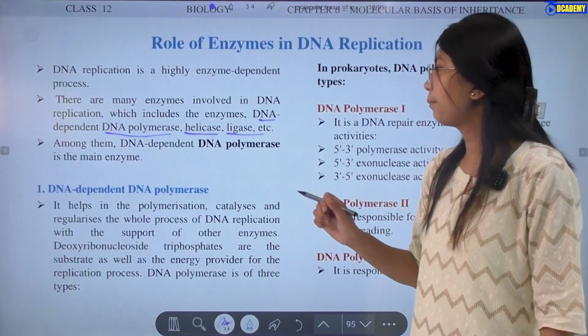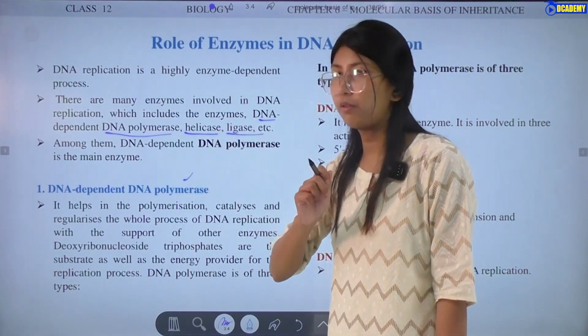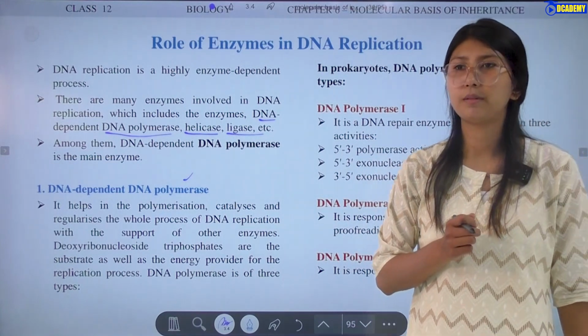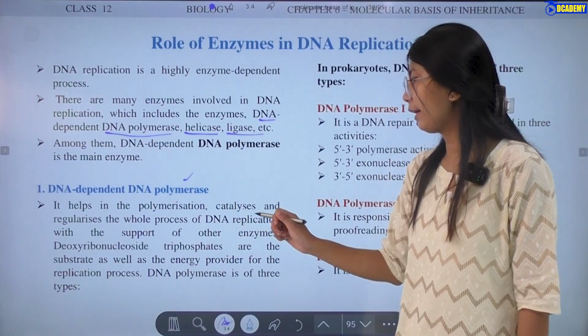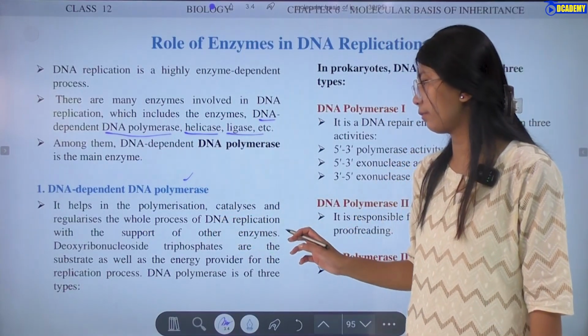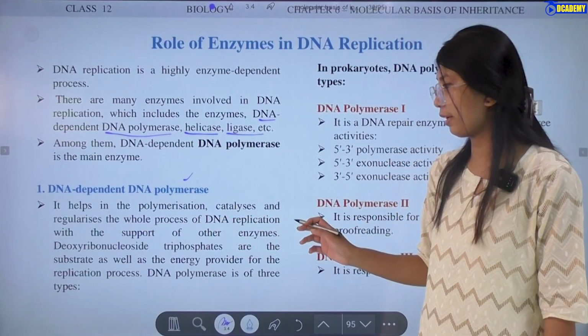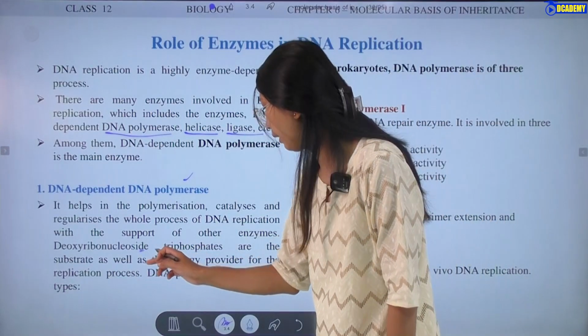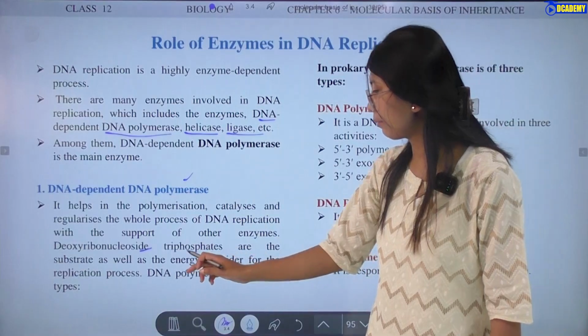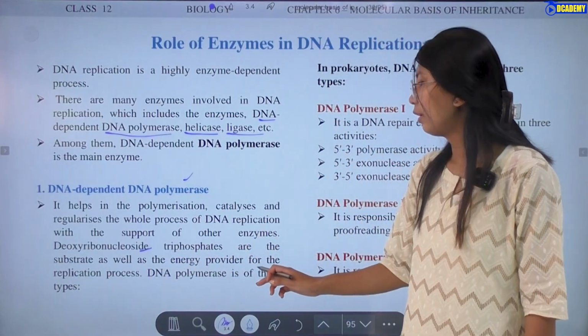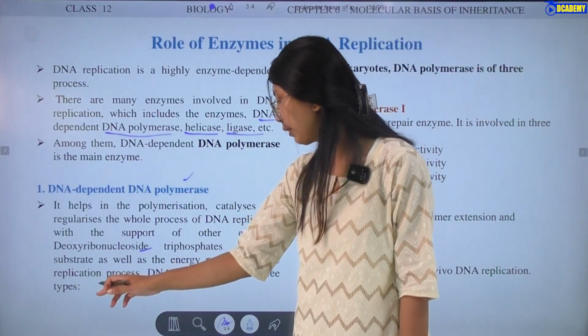DNA dependent DNA polymerase is an important enzyme. It helps in the polymerization, catalyzes and regulates the whole process of DNA replication with the support of some other enzymes. Deoxyribonucleoside triphosphates are a substrate as well as the energy provider for the replication process.